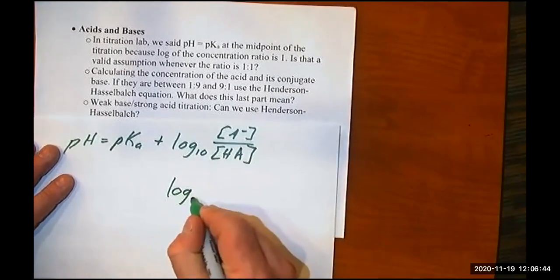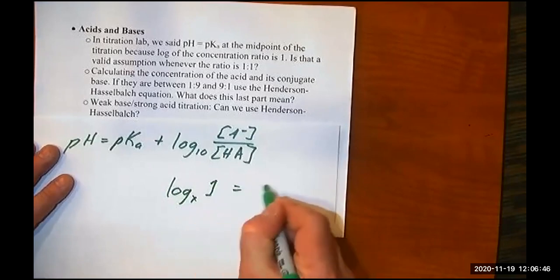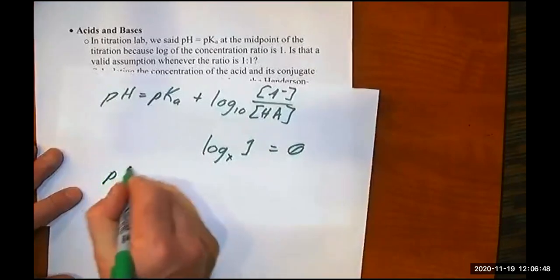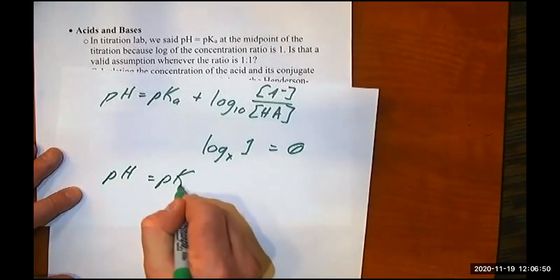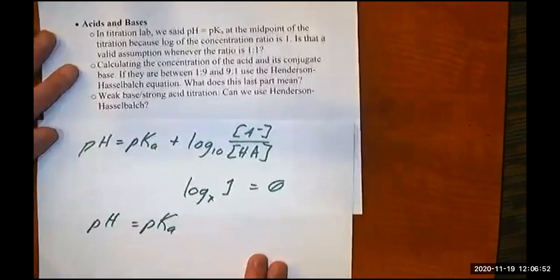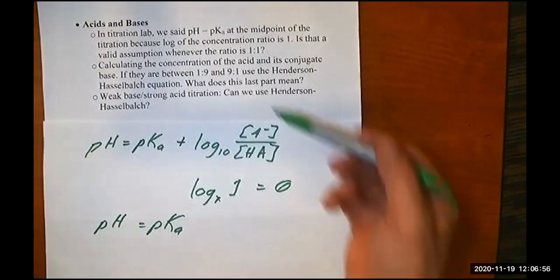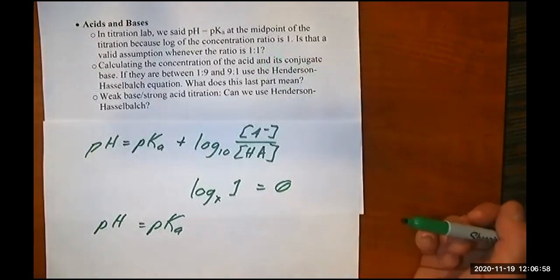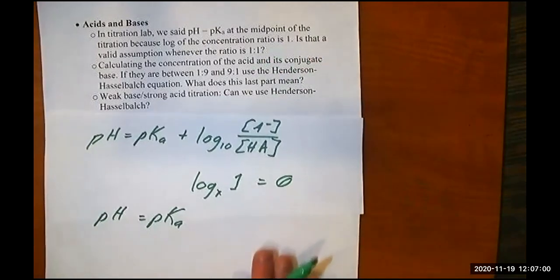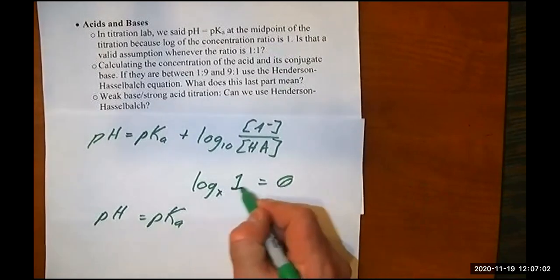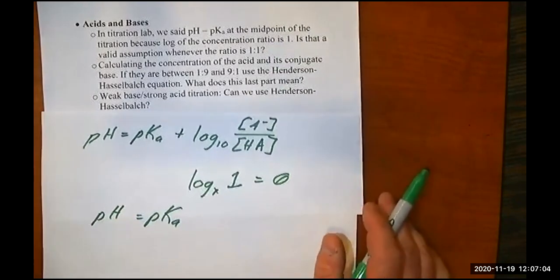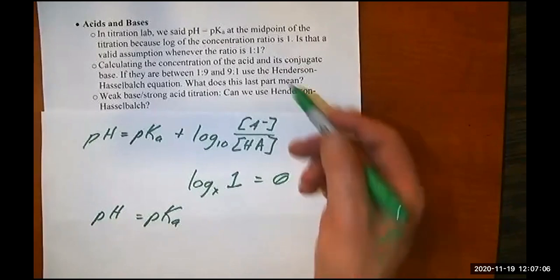The log base anything of 1 equals 0, and so the pH equals pKa. And so the question we have here is, is this a valid assumption whenever the ratio is 1 to 1? And within the context of this question, yes, it is valid anytime you do this.